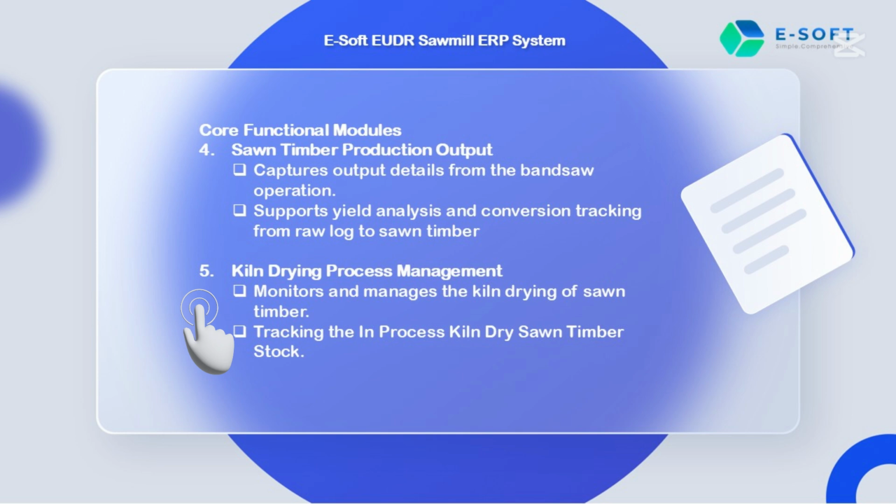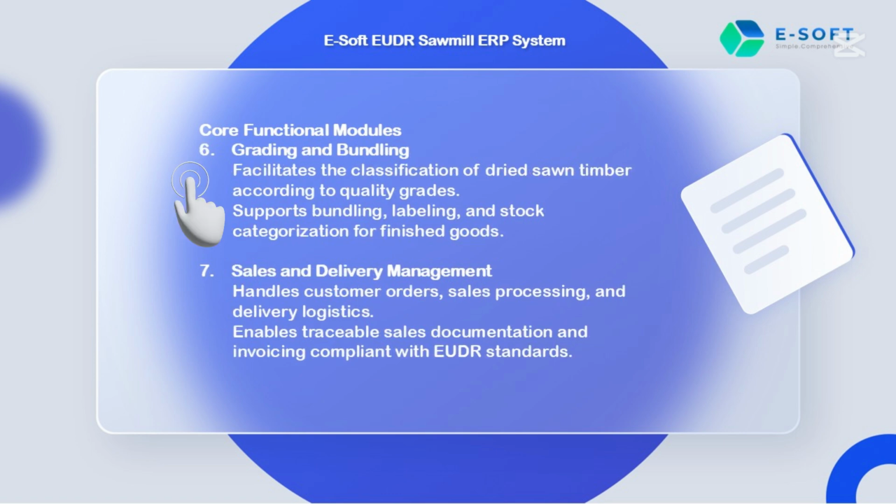Kiln drying process management monitors and manages the kiln drying of sawn timber. Tracking the kiln dry and process sawn timber stock. Grading and bundling facilitates the classification of dried sawn timber according to quality grades. Supports bundling, labeling, and stock categorization for finished goods. Sales and delivery management handles customer orders, sales processing, and delivery logistics. Enables traceable sales documentation and invoicing compliant with EUDR standards.